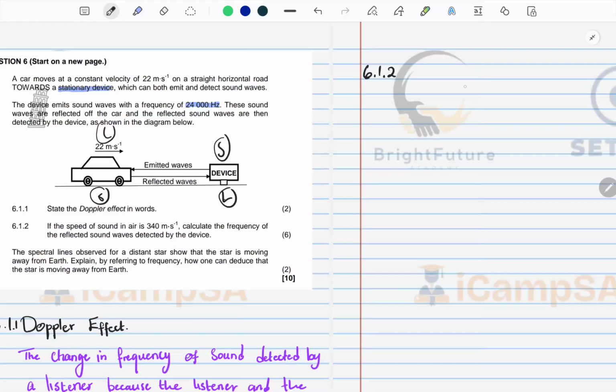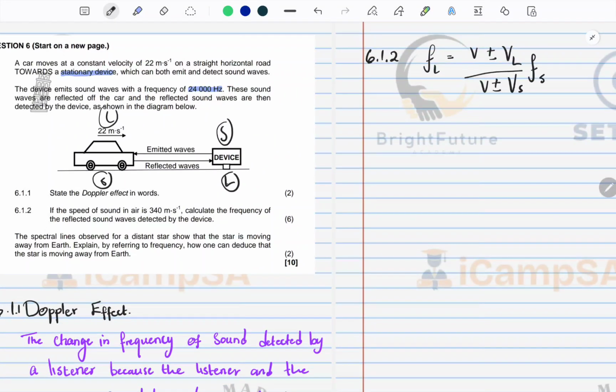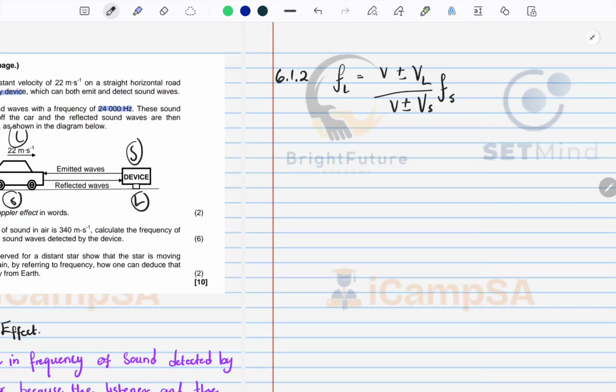So we're going to follow our Doppler effect procedure here. FL is equal to V plus or minus VL over V plus or minus VS, times FS. That's the first thing that we need to do. Now we need to decide what is happening with regards to the signs. At first we know that the source is stationary, so VS is going to be 0 meters per second, because this is the source.